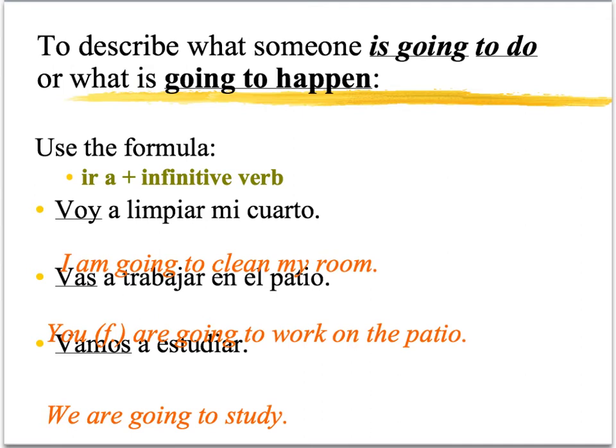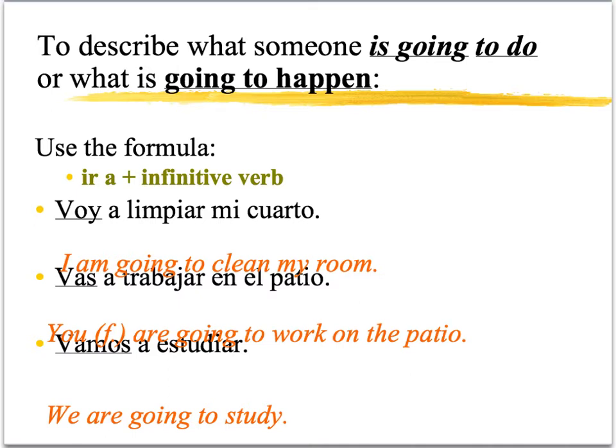To describe what someone is going to do or what is going to happen. So now we're using ir for another reason. We're using ir to talk about the simple future tense, something that's going to happen. We use the formula ir a plus an infinitive verb. We have to use an infinitive because we will have already conjugated the form of ir, and remember we can't have two conjugated verbs together.